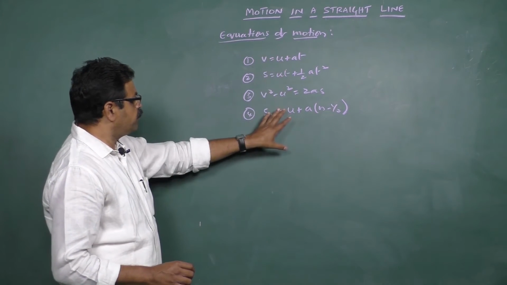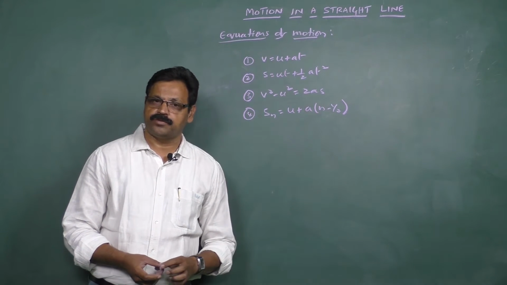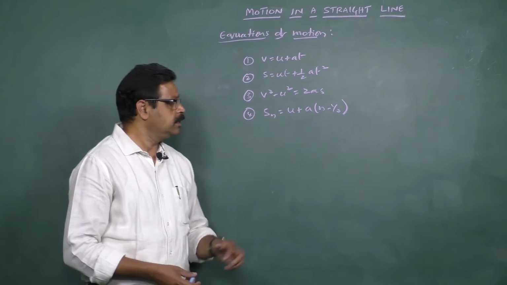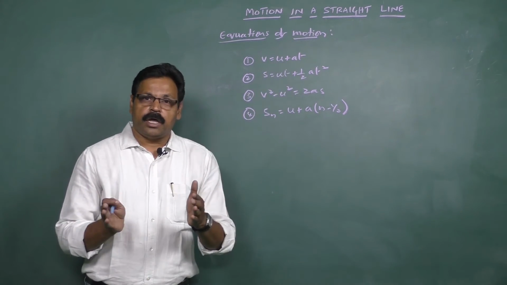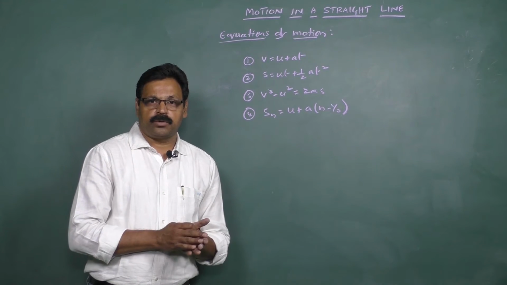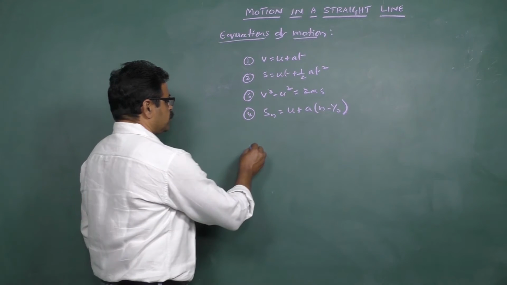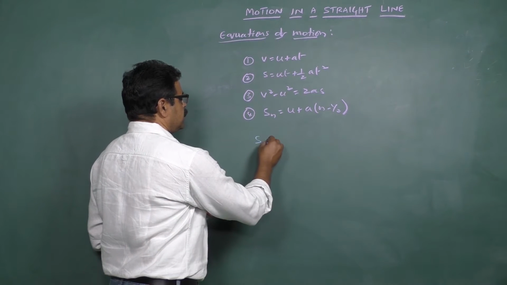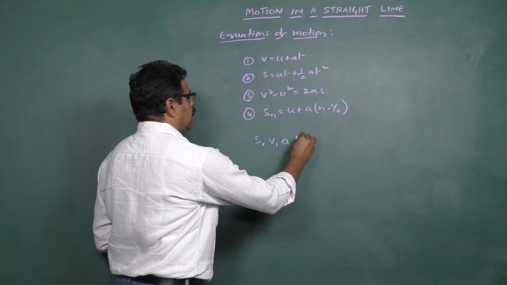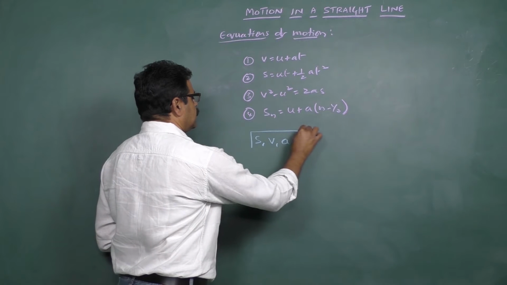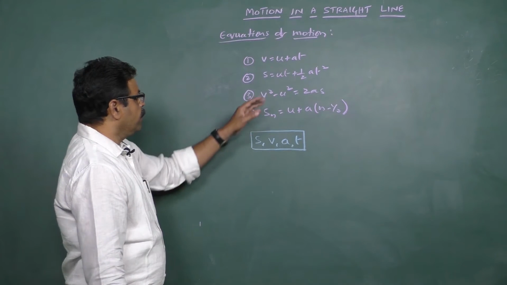Here these are the four equations of motion which we have. We have discussed something about these equations of motion in our earlier classes. If any three parameters are known, the fourth parameter can be easily determined. These equations are the relationship between displacement, velocity, acceleration and time. So if any three parameters are given, the fourth parameter can be determined.